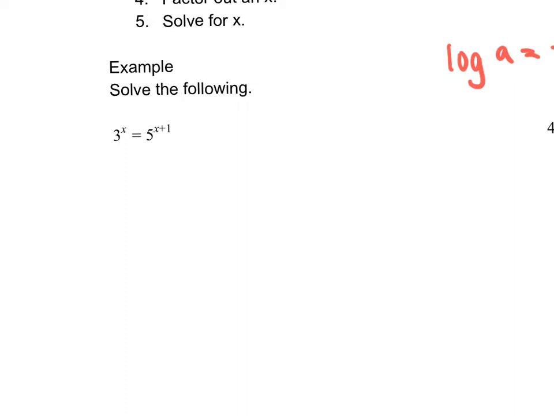Now, you can take any log you want, common log, natural log. Just for simplicity's sake, I will take the common log. You could do log base 2 or whatever you want, but that just seems like more work. So I'm just going to do log of 3 to the x and log of 5 to the x plus 1. Now the benefit of taking the log is that I can bring these exponents out front.